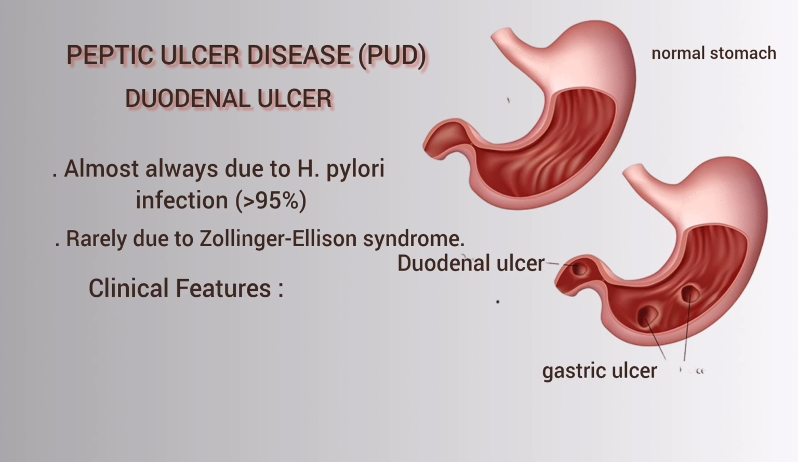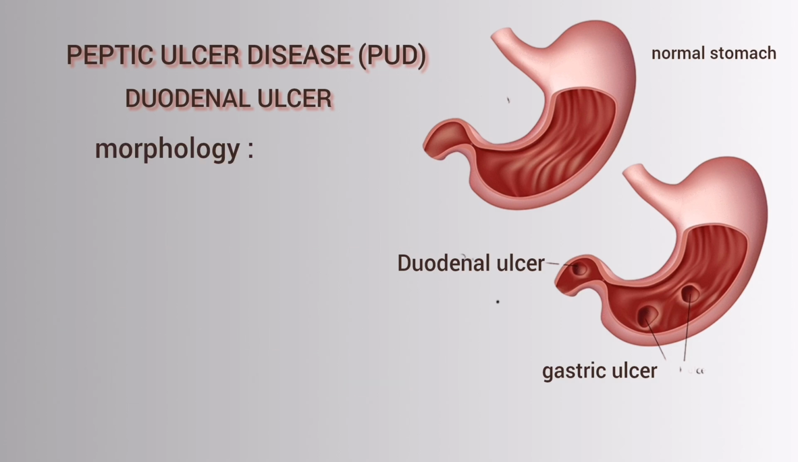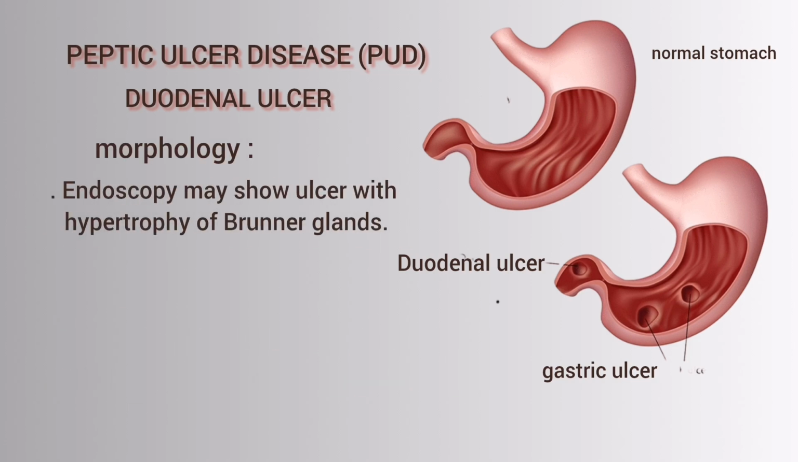The clinical feature in the duodenal ulcer is epigastric pain that improves with the meal, and night pain may occur due to the acid secretion. The pathological finding in this case is that endoscopy may show ulcer with a hypertrophy of the Brunner glands.